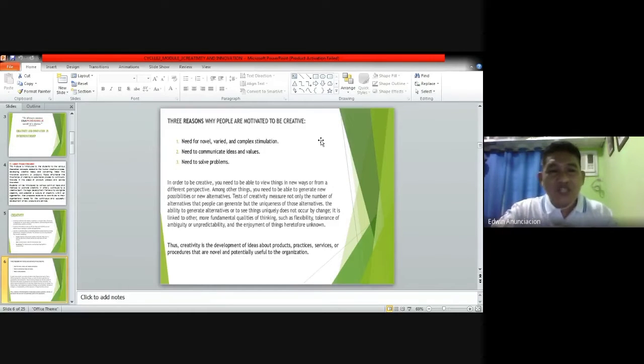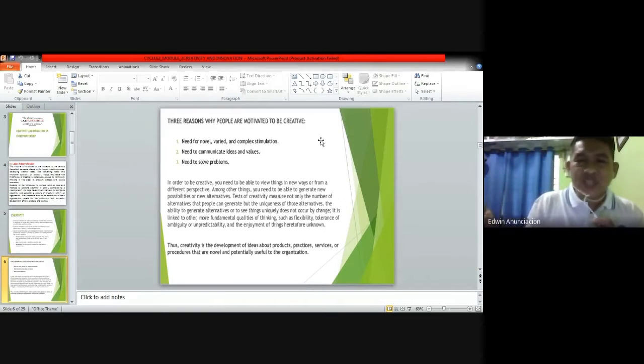The ability to generate alternatives or to see things uniquely does not occur by chance. It is linked to other, more fundamental qualities of thinking such as flexibility. Ayan po, no, kasi po, di pwede tayong maging one-dimensional, no? Pagka po kasi one-dimensional tayo, wala tayong pinagkaiba sa traditional. Kasi hindi na siya nagpapalit. Eh, ang tanong, kung hanggang ngayon is makaluma pa rin ang thinking natin, what will happen?